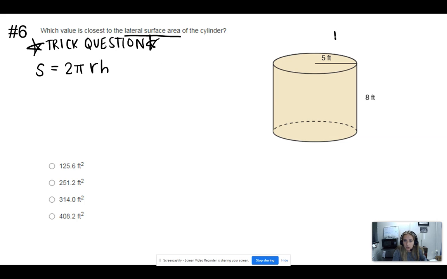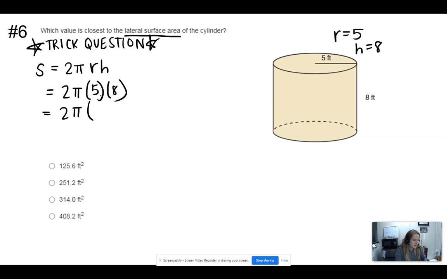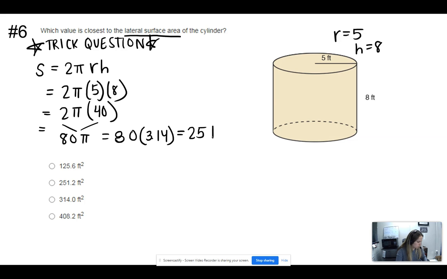So let's fill it in. Our radius is 5 and our height is 8. So let's fill it in here. We have 2 pi, r is 5, h is 8. Now let's simplify it down. 5 times 8 is going to give me 40. Now finally multiply these two numbers together. That's going to give me 80 pi. Fill in 3.14 for pi. And then that's going to give me 251.2 feet squared. I look down here, and that is the second option.